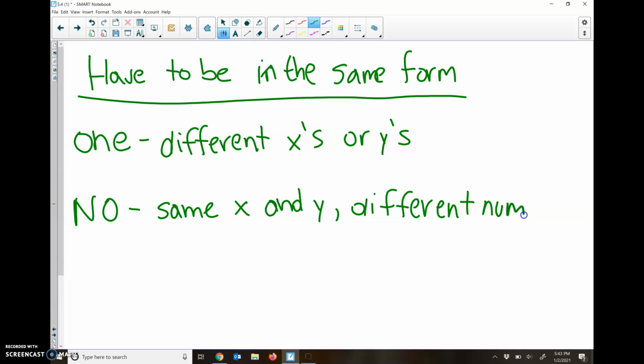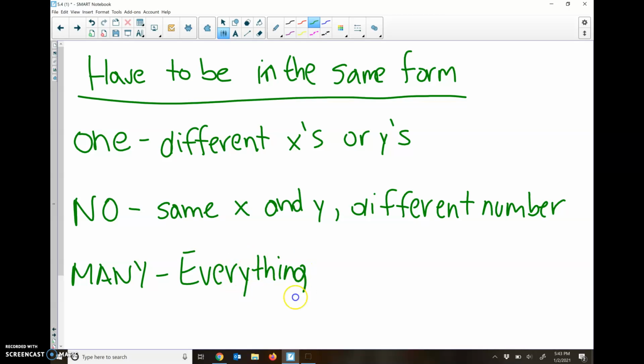Okay, so one might be like x plus y equals 7, and one might be like x plus y equals 3. Well, they both have one x, they both have one y, but the number is going to be different. And then many solutions means everything has to be the same. When I say everything, I mean everything. Same x, same y, same number.